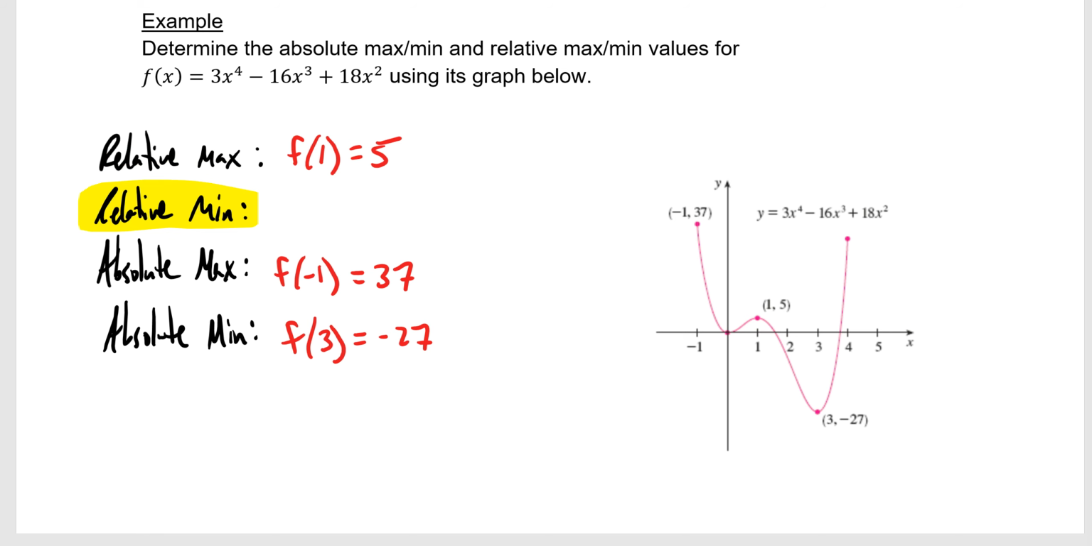And then lastly, for the relative minimum, we have two relative minimum points. It looks like at the origin, so f of 0 equals 0. And we know that that is a relative minimum because the y value is smaller than the y value directly to its left and directly to its right. And then we also have one here, which just so happens to be the absolute minimum as well. And that's the coordinate 3, -27. So the value is -27.